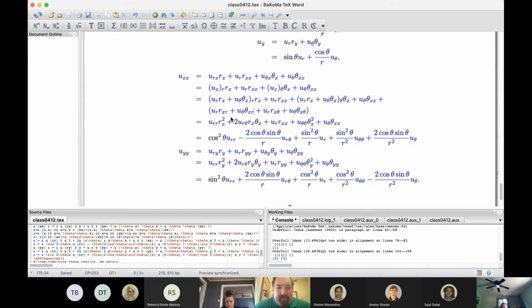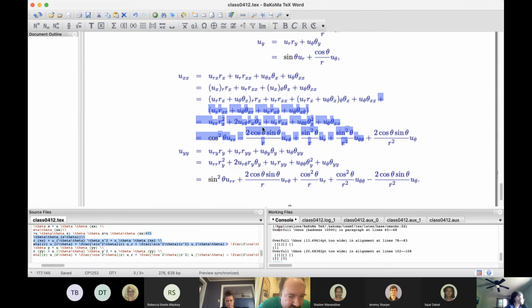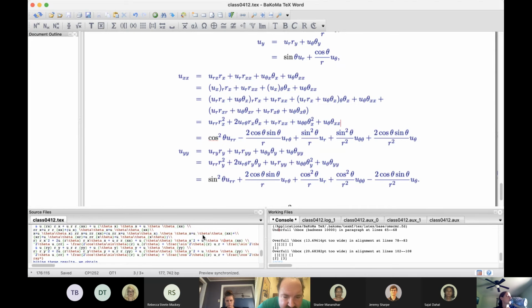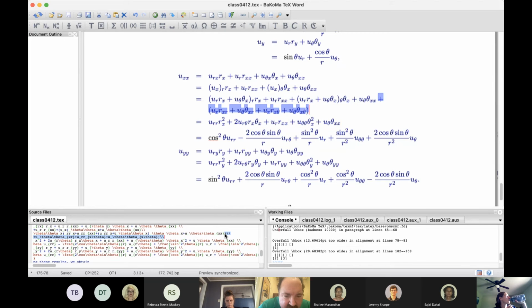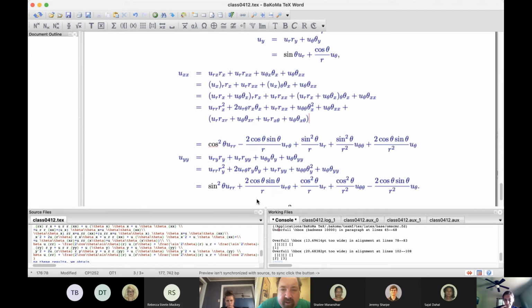Now, can anyone tell me why I actually do not need to worry about these terms, why they actually don't present a problem? Because what's happened here is, wait, sorry, they're not supposed to be included in this line. Supposed to be included in the next one.